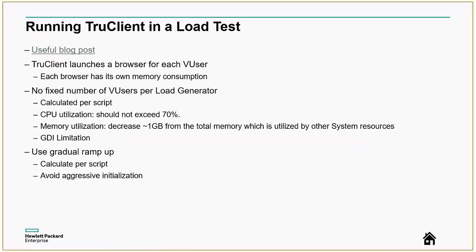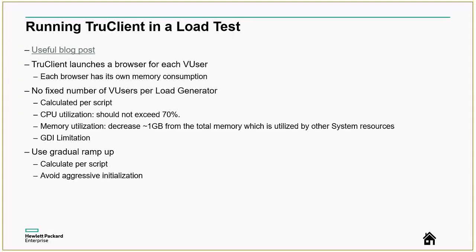TruClient in general launches a browser for each virtual user. Each browser has its own memory consumption, so there is no fixed number of virtual users per load generator. It is actually calculated per script. The CPU utilization should not exceed 70%.